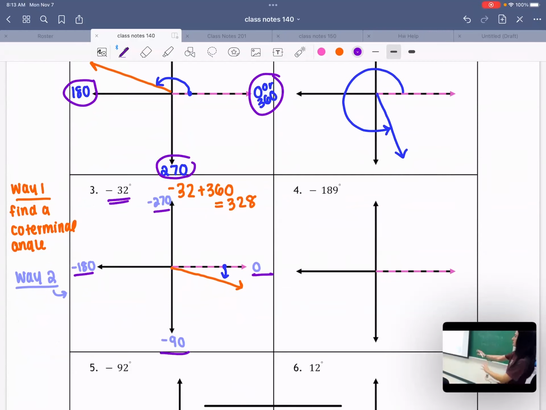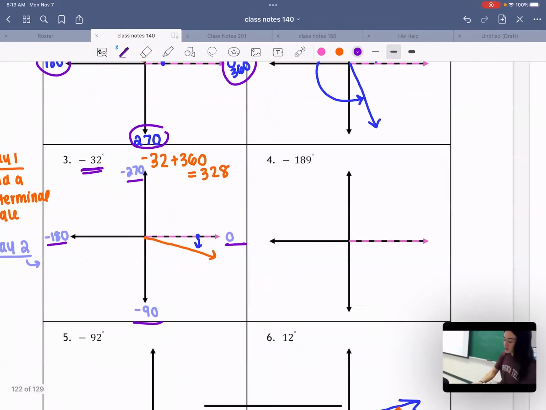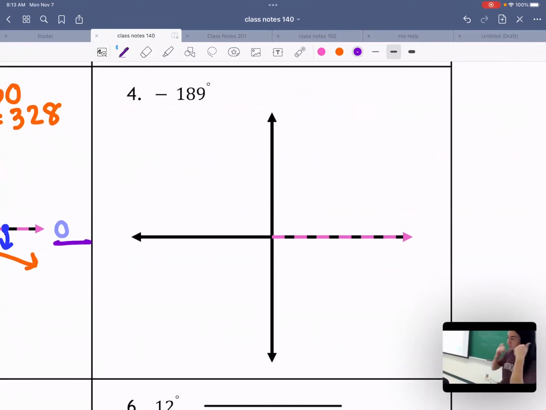You can think about which quadrant your angle is going to be in, and then draw it that way. The way that I like, because it's a little bit easier for me, is to just find a coterminal angle. So if I wanted to find -32, I would just add 360 to get a positive angle, and then I would just draw that angle and know that I'm going clockwise. If that didn't make any sense, let's just do number 4 here.